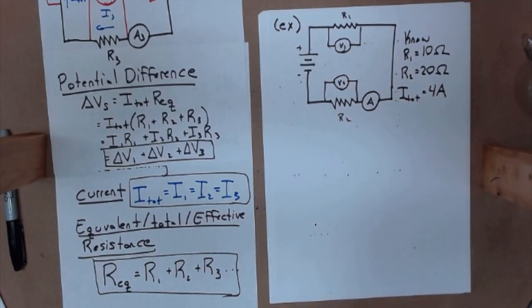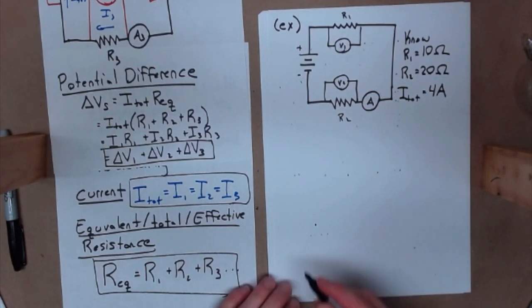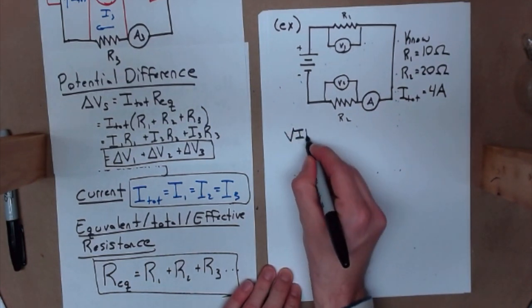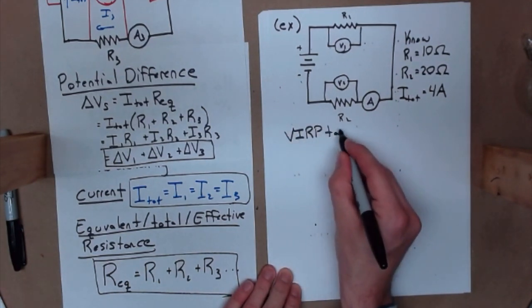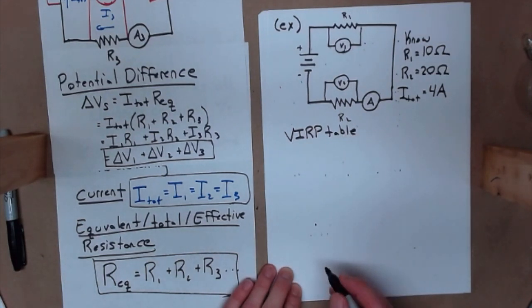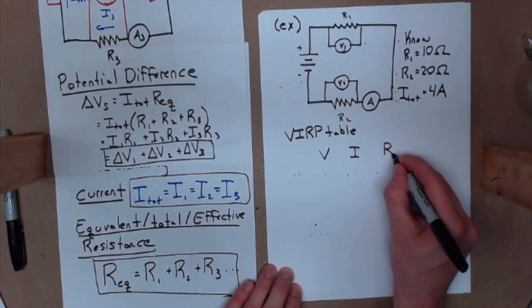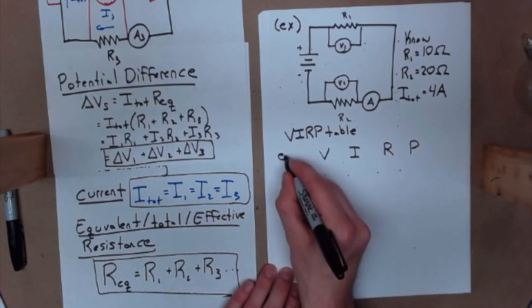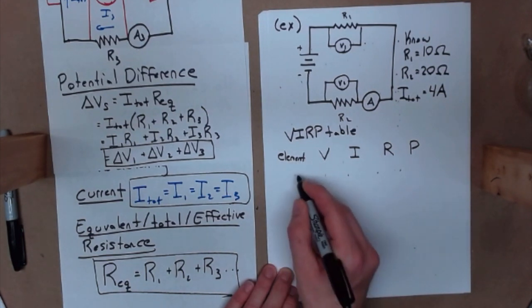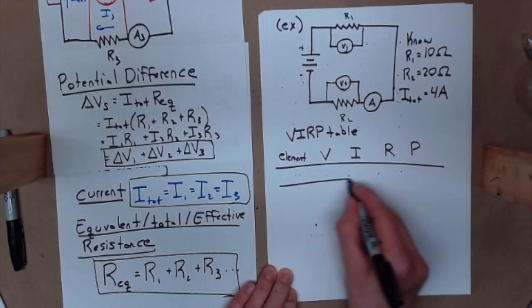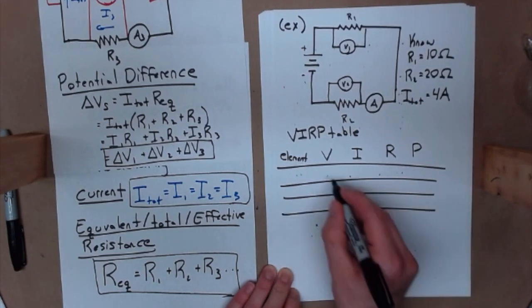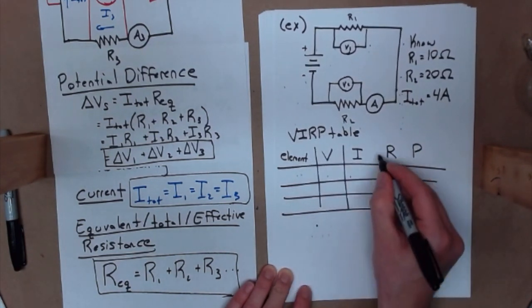Now, typically speaking in a problem, I would be asking you to solve for a specific thing. But I think for us, what's more useful is solving for everything, because if you can solve for everything in the circuit, you're in pretty good shape. To do that, we're going to set up what's called a VIRP table. Well, this is a table of potential difference, current, resistance, and power, and whatever element we're referring to. So I'll draw this across like that. Then I have 1, 2, 3, down like this.